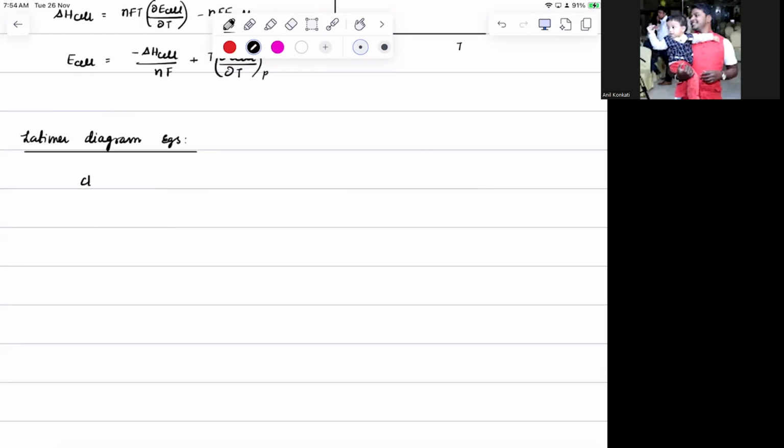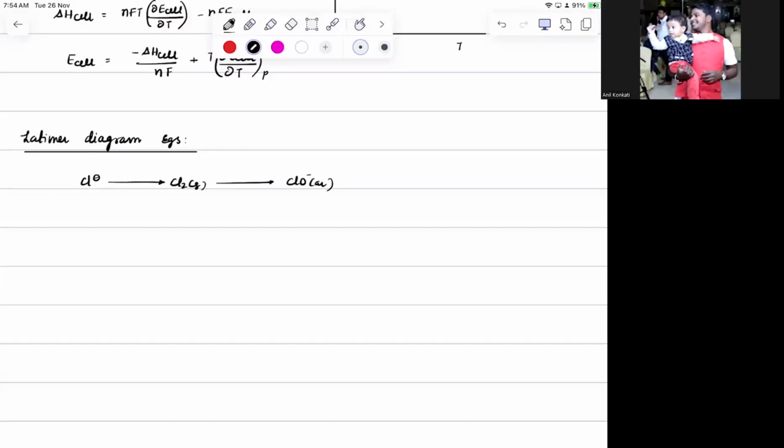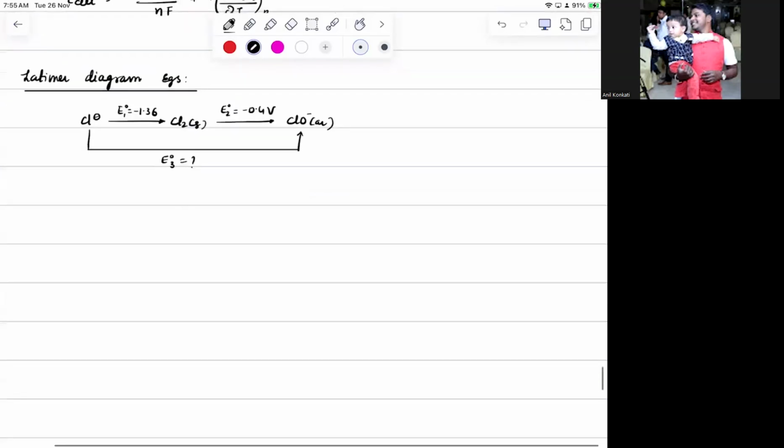If you notice, Cl minus is converting into Cl2, which is converting into ClO minus aqueous, and E naught is given here. E naught 1 is given as minus 1.36, and E naught 2 is given as minus 0.4 volts. You are asked to calculate the E naught 3 value for this one. This is how the Latimer diagrams will be given. Based on the diagram, you should be able to represent what the equations are.